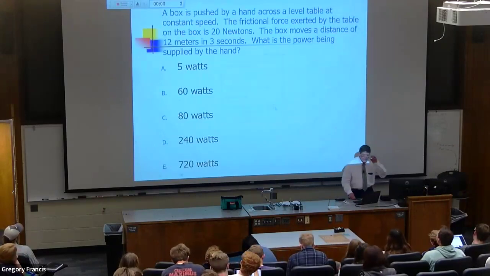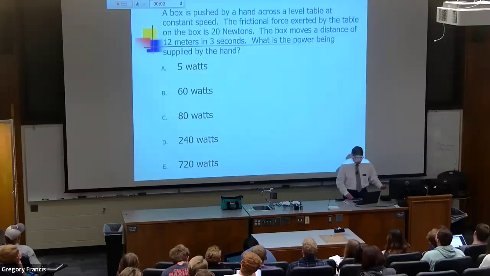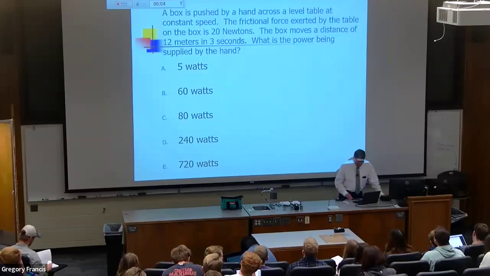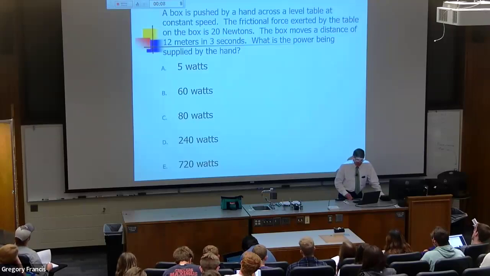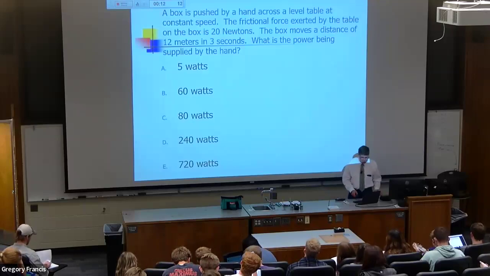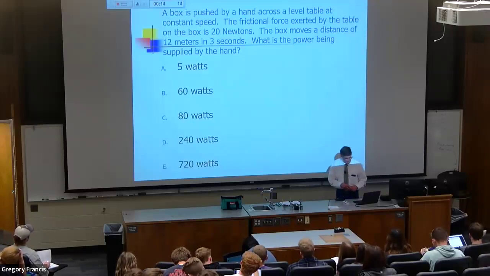A box is pushed by a hand across a level table at constant speed. The frictional force exerted by the table on the box is 20 newtons. The box moves a distance of 12 meters in 3 seconds. What's the power being supplied by the hand? With your clicker, please.